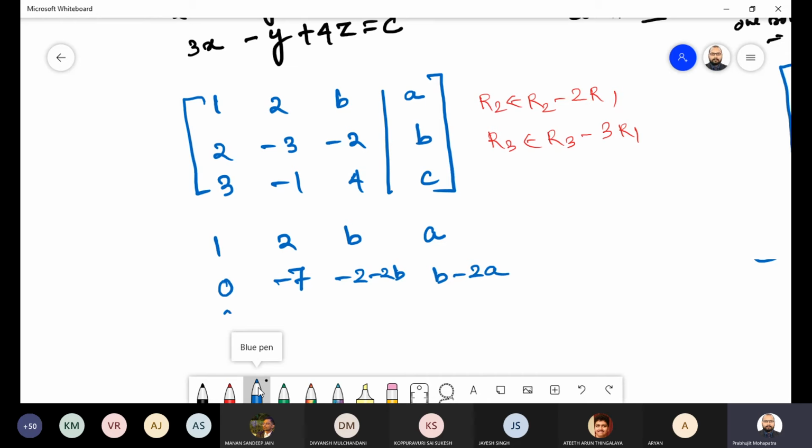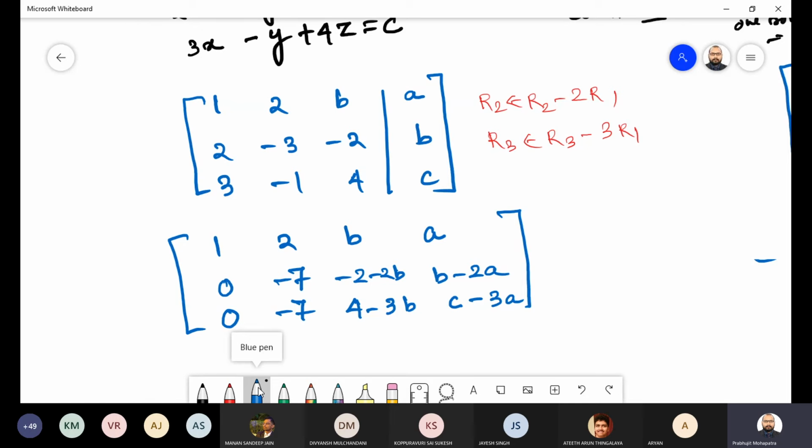Similarly, 3 minus 3 times 1 is 0, minus 1 minus 3 times 2, so it is minus 7. Then 4 minus 3b, then 6 minus 3a. Then what can you make? You can make this part 1, or directly you can subtract, then we'll make 1.